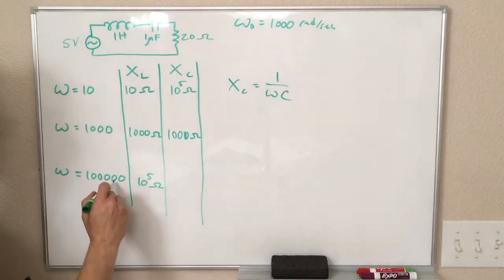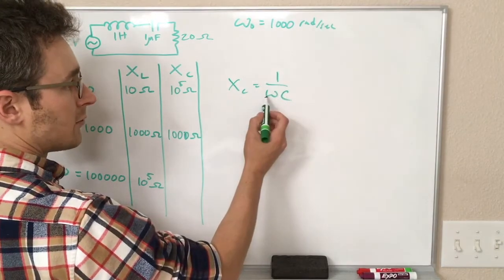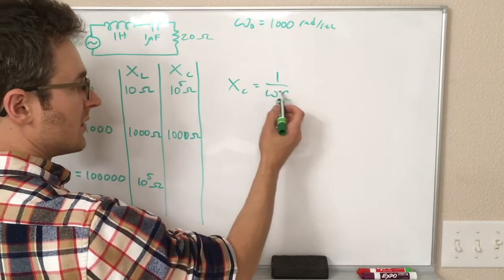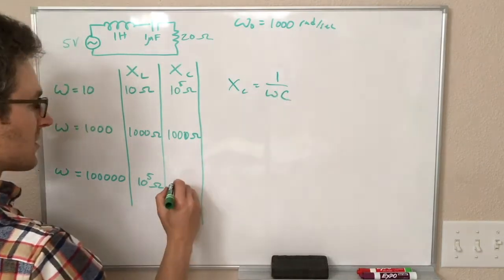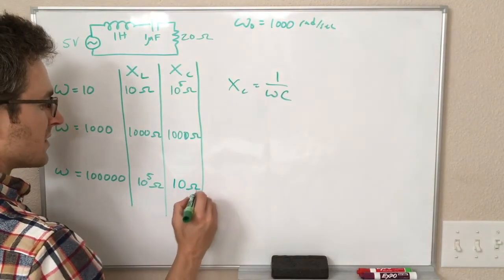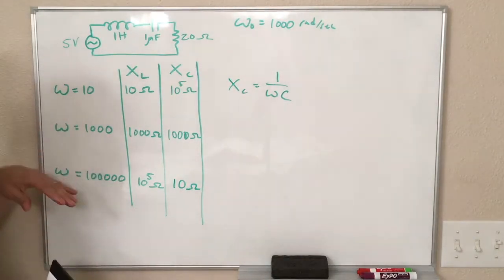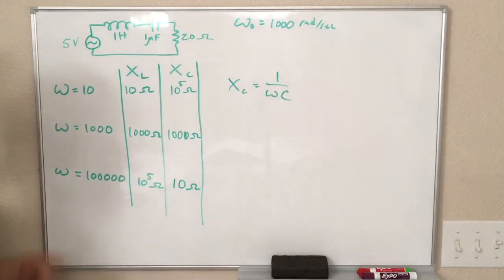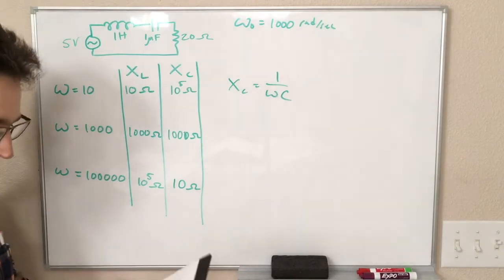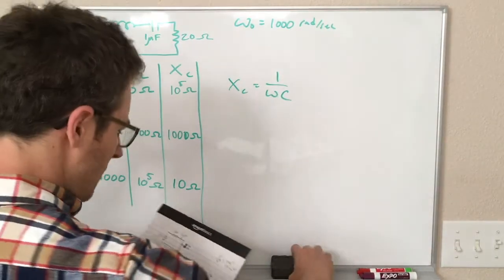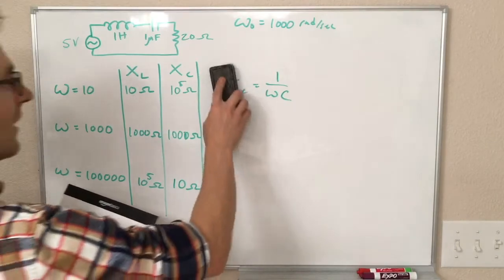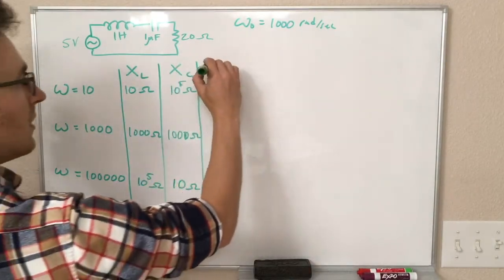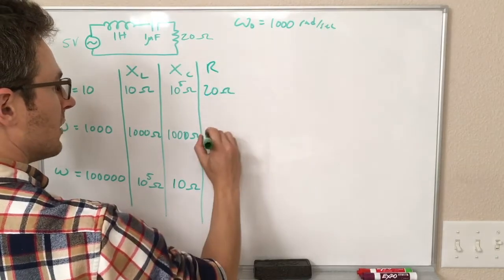And here, when omega equals 100,000, we have 1 over 100,000 times 10 to the minus 6, which is going to be 0.1 in the denominator, so that's going to give us a reactance of 10 ohms. So this is kind of symmetric. Not all problems work out this symmetrically. I just happen to have chosen nicely spaced numbers for this example. Okay, so let's remember that for all three of these cases, of course, our resistance is not changing. It is 20 ohms each time, right?